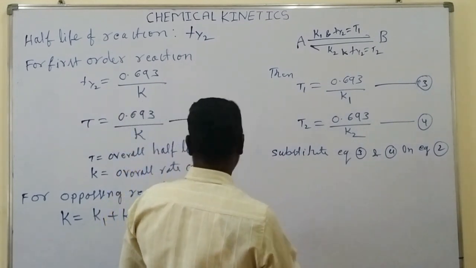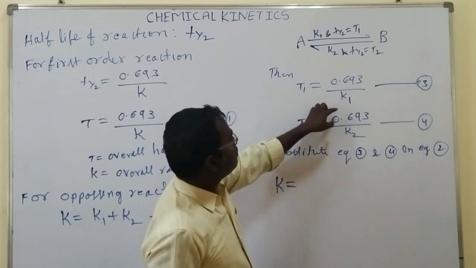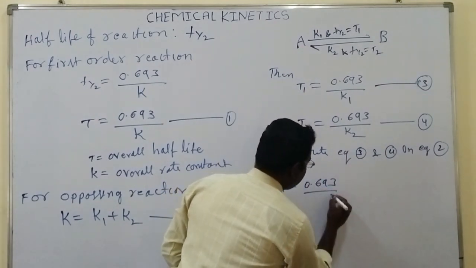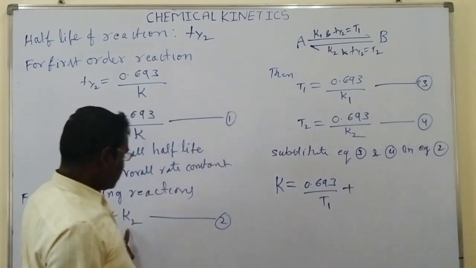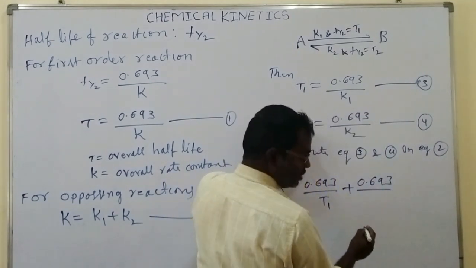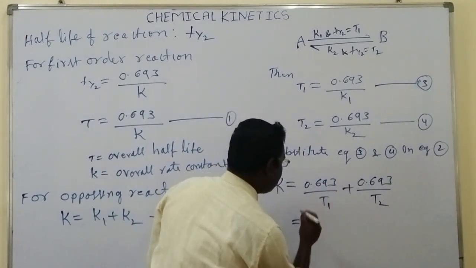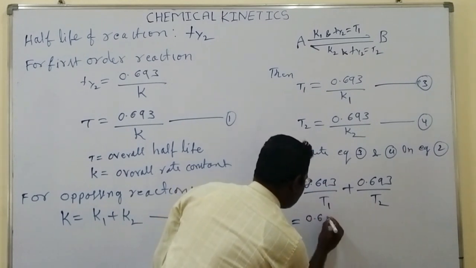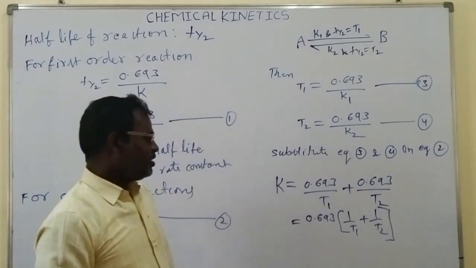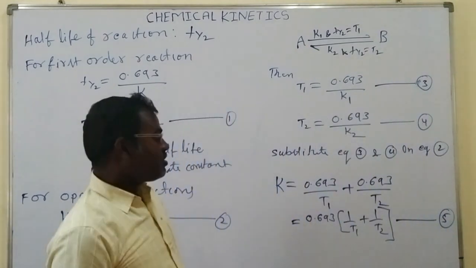Then what happens? Equation 2 is the overall rate constant, K is equal to K1 plus K2. Here K1 is equal to 0.693 by T1, plus K2, which is equal to 0.693 by T2. Among these two, 0.693 is common, so take it as a common factor: 0.693 into (1 by T1 plus 1 by T2). This is equation 5.